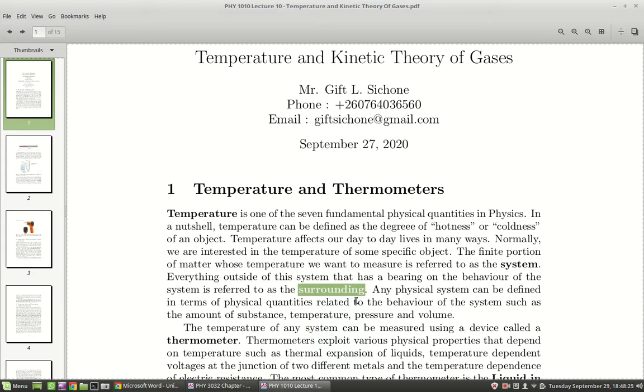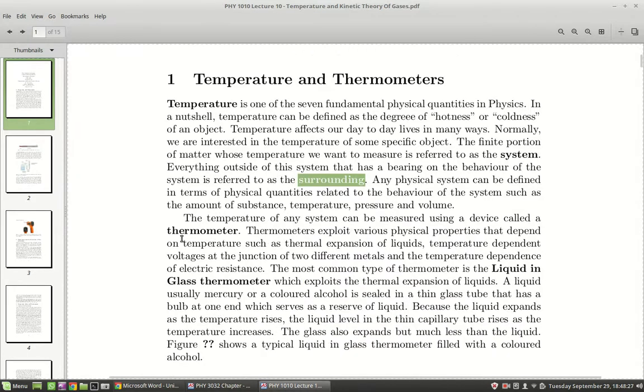Okay, now for you to measure temperature, you need to use a thermometer. The thermometer is a device you use to measure the temperature of a particular object, and there are different types of thermometers which are in use around the world. Basically, any thermometer has got this property which depends on temperature.